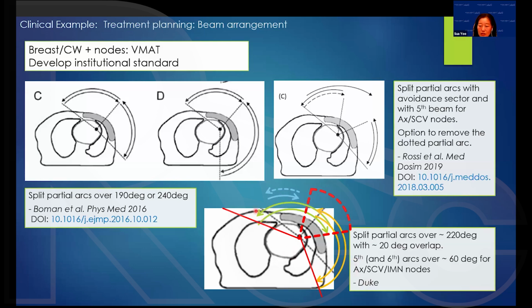So the way we do it is start from medial tangential beam and rotate halfway. And these beams are almost half beam blocked. Halfway, and you overlap a little bit with the lateral tangential arc, go all the way here, lateral tangential, a little further from the lateral tangential beam angle. And then you go back for medial tangential. And maybe 60 degree, 80 degree for the supraclavicle and IMN node area.